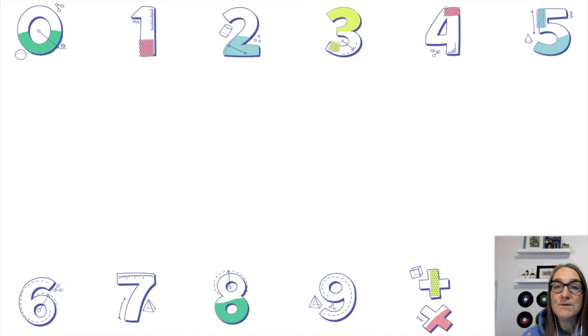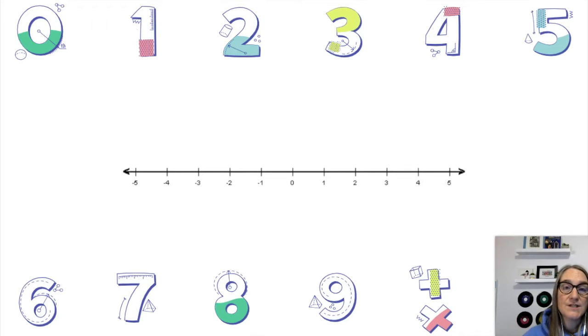Now, I want you to imagine a number line. It has 0 at the middle, and it's got negative numbers extending to the left and positive numbers to the right, just like this one. We're quite used to plotting numbers on number lines that look like this. And in fact, we've been using them a lot recently as we learned about positive and negative integers.